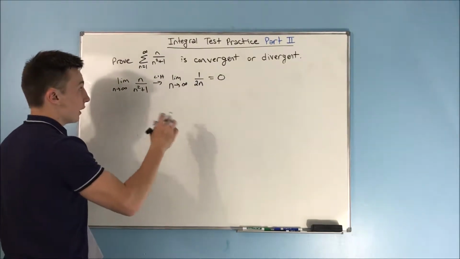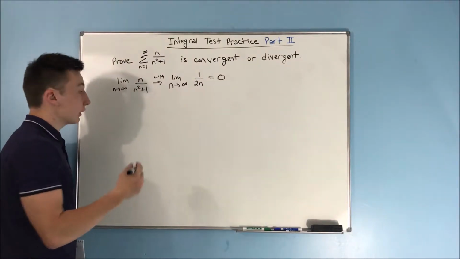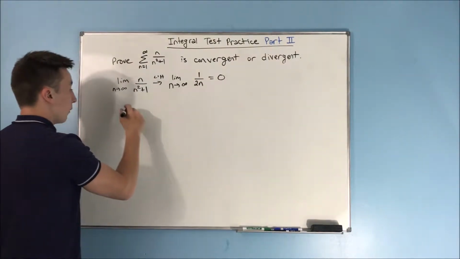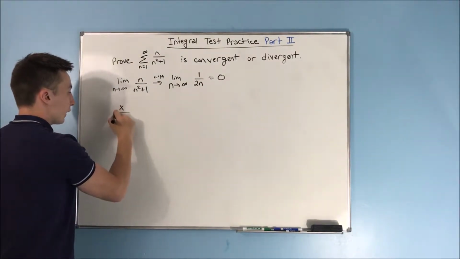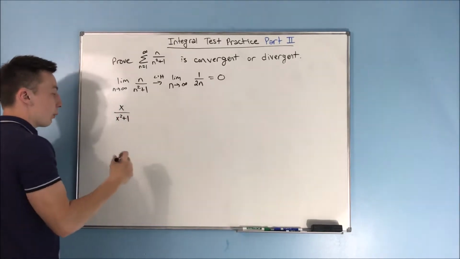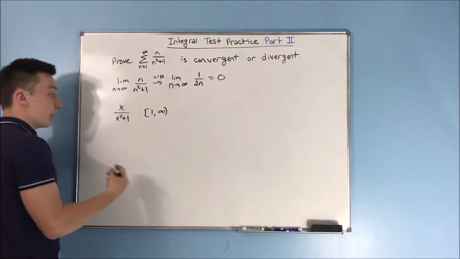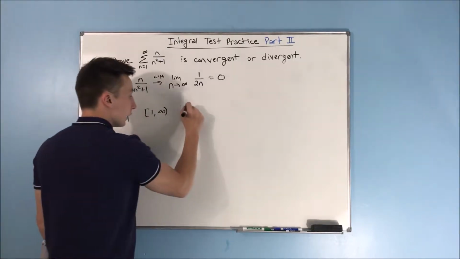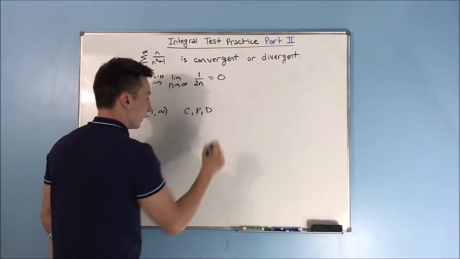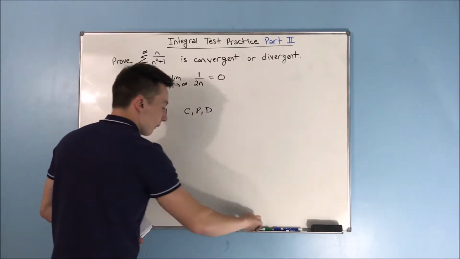We can try the integral test. Now, what would be that function that we'd be using? Well, that would be x over x squared plus 1, okay? And we want to use it on the interval 1 to infinity. So we need to see if this function is continuous, positive, and decreasing, okay?